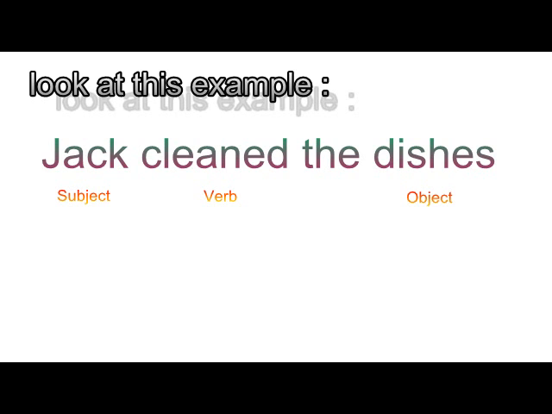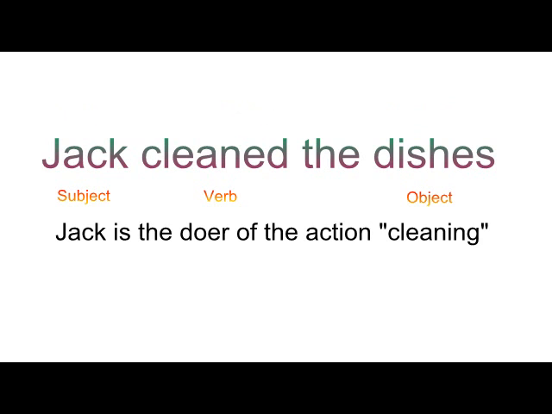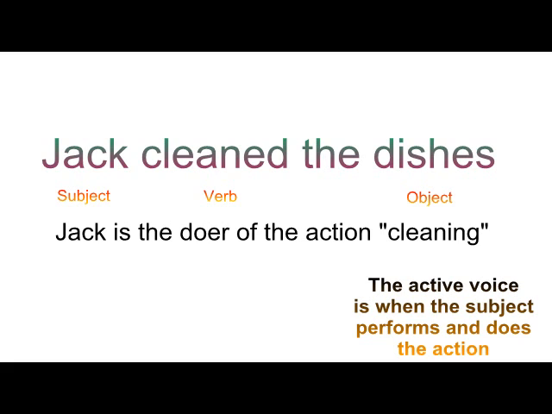If we can't answer this question, it means there is no object, and if there is no object, there is no passive voice. Next, the action verb cleaning, as you can see, is moving from left to right. It comes from Jack and moves toward the object, the dishes. So we can say that Jack is the subject and the doer of the action, cleaning. So what is active voice? The active voice is when the subject performs and does the action.